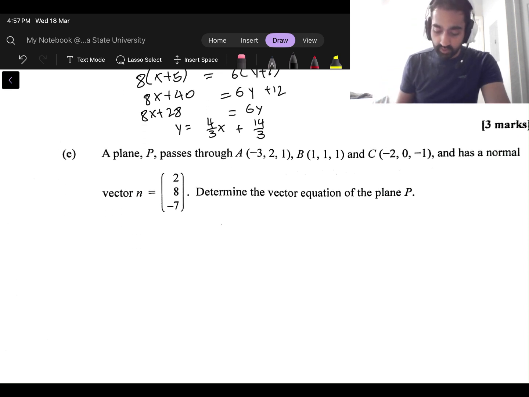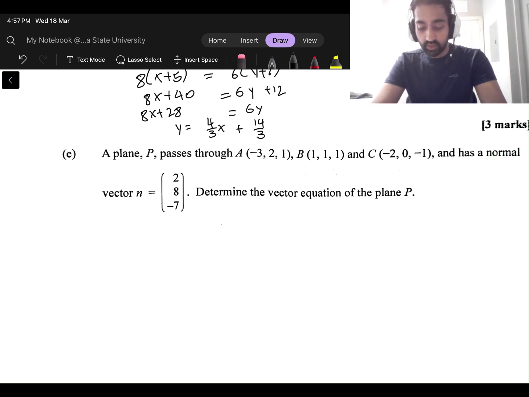Okay, and then part E, there are a lot of parts of this question. A plane P passes through A, B, C, and they give you the points A, B, and C, and has a normal vector n, which is that. Determine the vector equation of plane P.